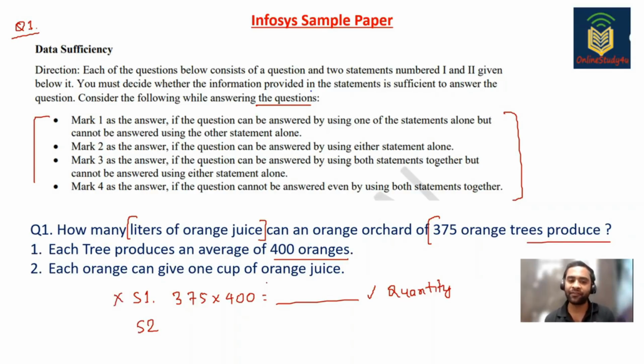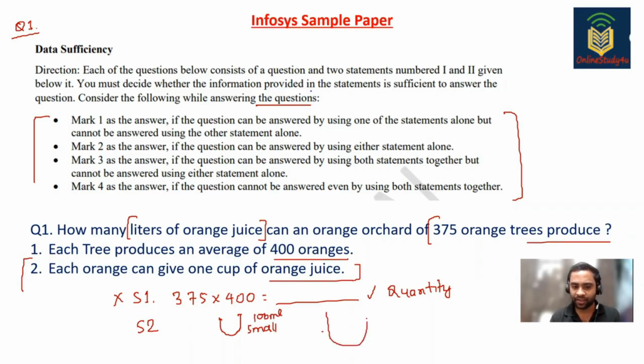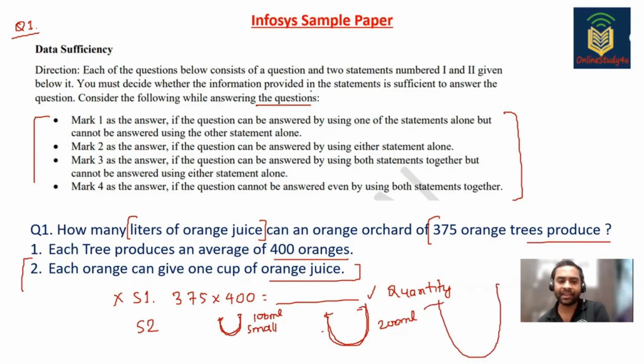Statement 2: each orange can give you 1 cup of orange juice, right? Now, friends, 1 cup of orange juice depends. If it is a small cup, there might be 100 ml of juice. If it is a bigger cup, then there might be 200 ml of juice. So it depends upon the size of the cup. If it is very big, still we will not be able to tell how many liters of orange juice we will get.